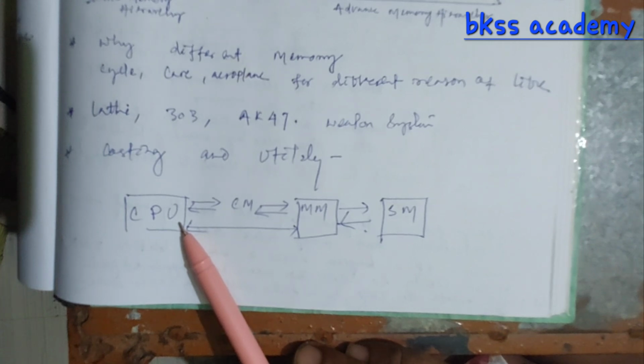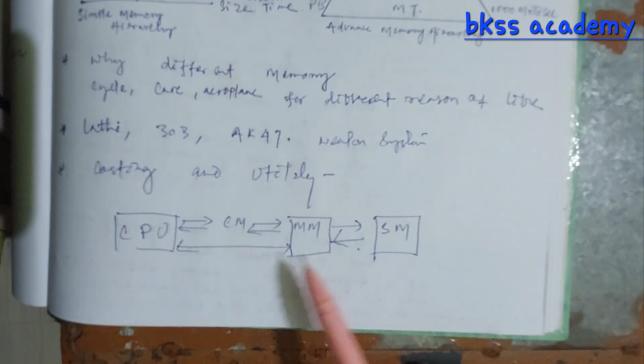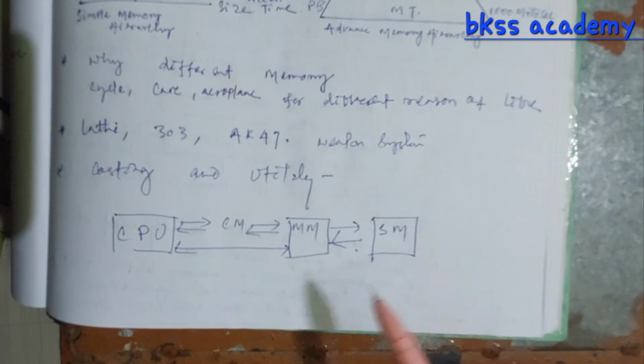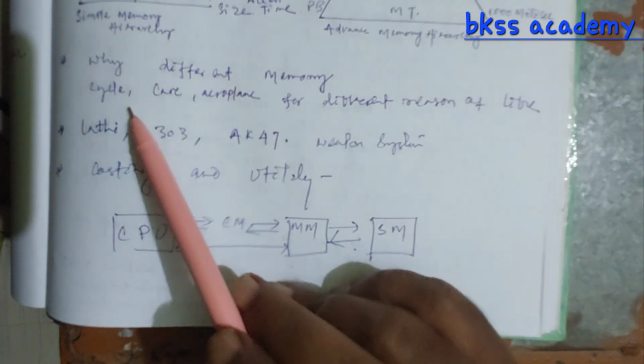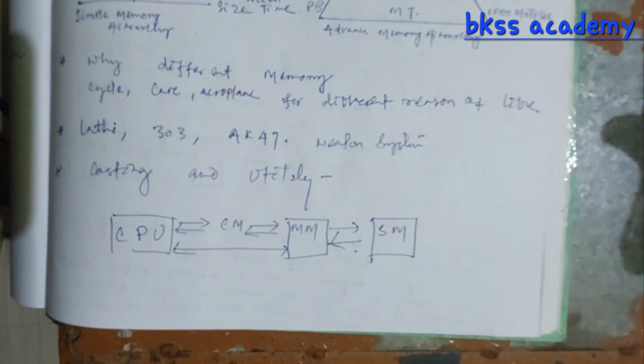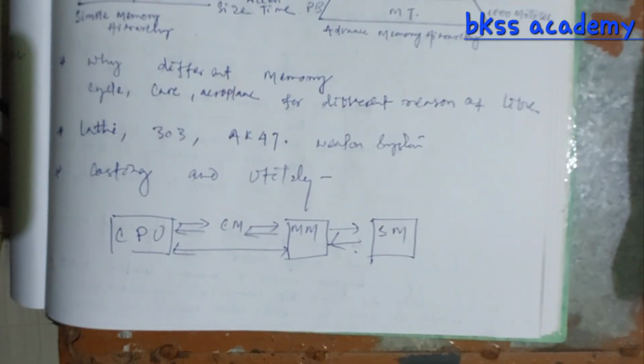The location of the cache memory is like this: CPU, cache memory, main memory and secondary memory. Why different memories? Cycle, car, aeroplane, there are different reasons, but we use different transportation media for different work. Similarly, different sizes and different types of memories are there for different use.